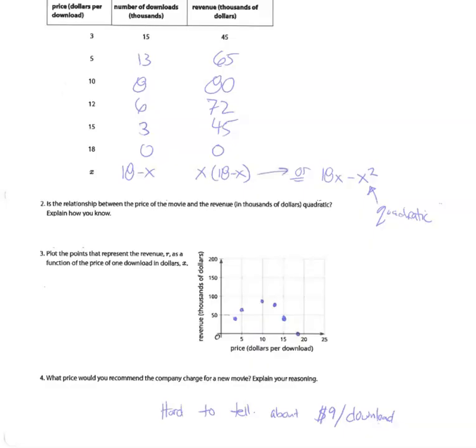What we ended up doing was sticking this in Desmos afterwards. We said x times 18 minus x, and we looked at it, and you were actually able to see the exact vertex, and the exact vertex was at 9,81, which said, hey, charge $9 per movie or per download, and you would get $81,000 in revenue. After that, when you start charging more than $9, the number of people just decreases too much, and the revenue decreases as well.